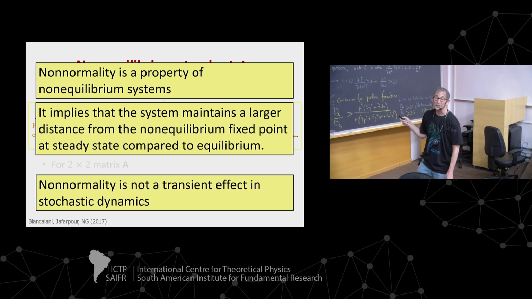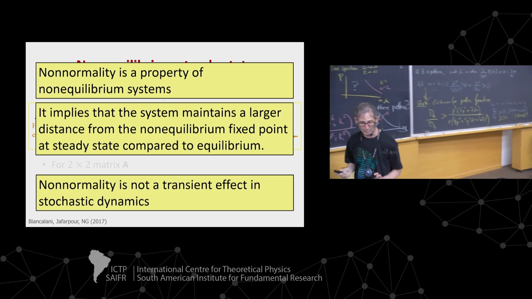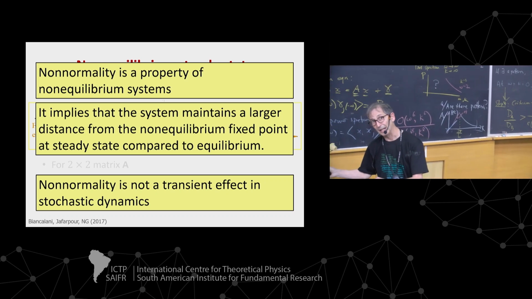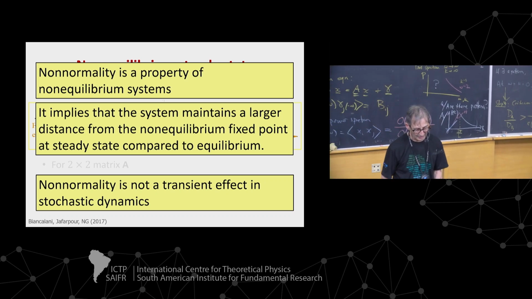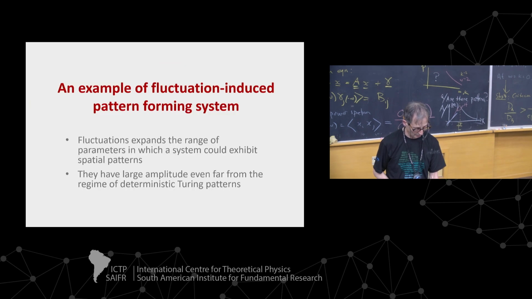This is a property of systems that are out of equilibrium. They don't have the symmetries that detailed balance would give you. And so the fact that you're in a non-equilibrium steady state means that this non-normality is pretty much guaranteed to occur.